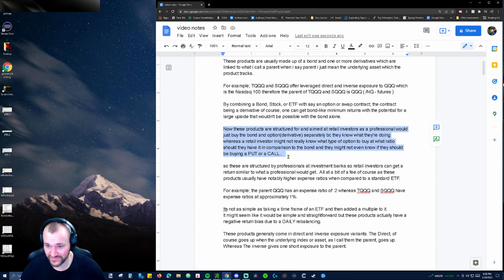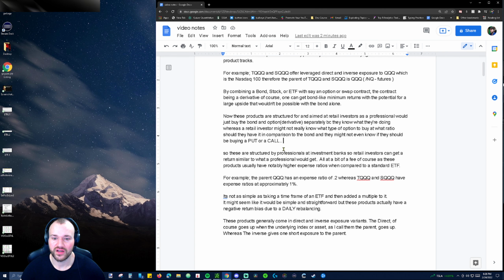So these are definitely aimed at retail investors simply because a professional would just go execute in the manner that these are structured in without paying the high expense ratios. For example, if you're a professional in the industry, why would you buy a product that somebody has already structured when you yourself could just go buy the underlying asset and then go buy an options contract to get the same level of exposure that those products offer?